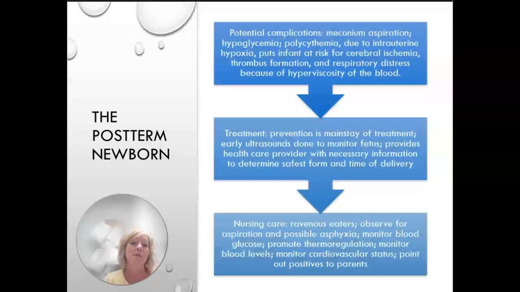Okay, so potential complications. Our biggest one is, they're ready to be born, so they're going to poop inside and they're going to get that meconium aspiration. Hypoglycemia, their sugars are going to be low. They might have polycythemia, where they have lots of red blood cells. And sometimes that polycythemia can be due to intrauterine hypoxia.